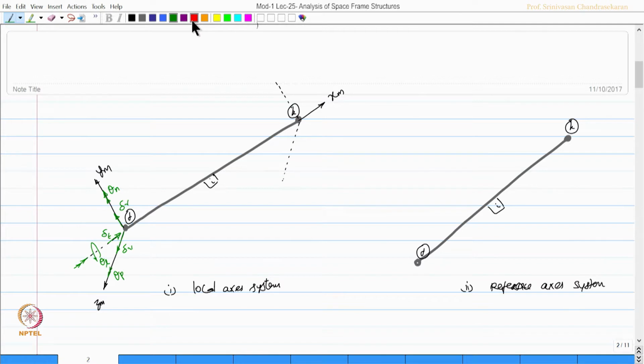Now, let us come to the kth end: displacement along x is delta h, along y delta s, and along z delta w. This is what we have used earlier in our derivation also. The rotation about h, that is the x axis, we call theta m, and this theta o, and this theta q. This is what we have used in the earlier lecture also. Now, this is marked as per the local axis system.